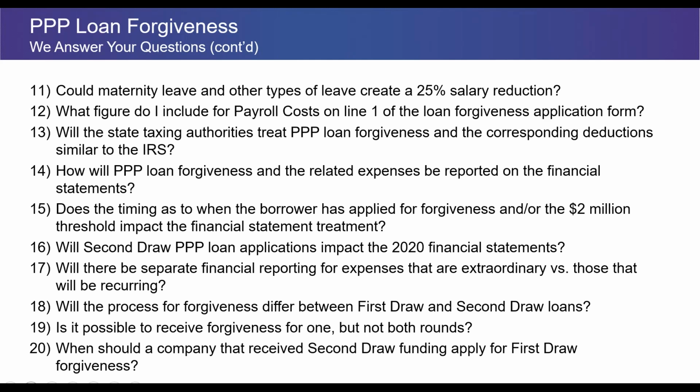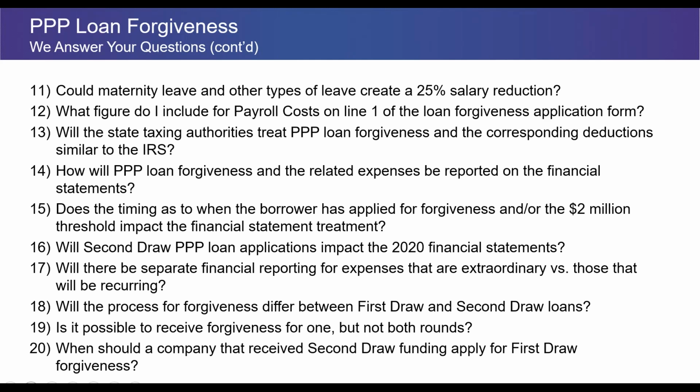Okay, how will PPP loan forgiveness and the related expenses be reported on the financial statements? So again, these are ordinary course of business expenses. They're reported as usual, and to the extent that you have received forgiveness or have elected the international accounting standard, then the relief of liability would be shown as a gain on extinguishment, relief of PPP liability, again, most likely shown as other income.